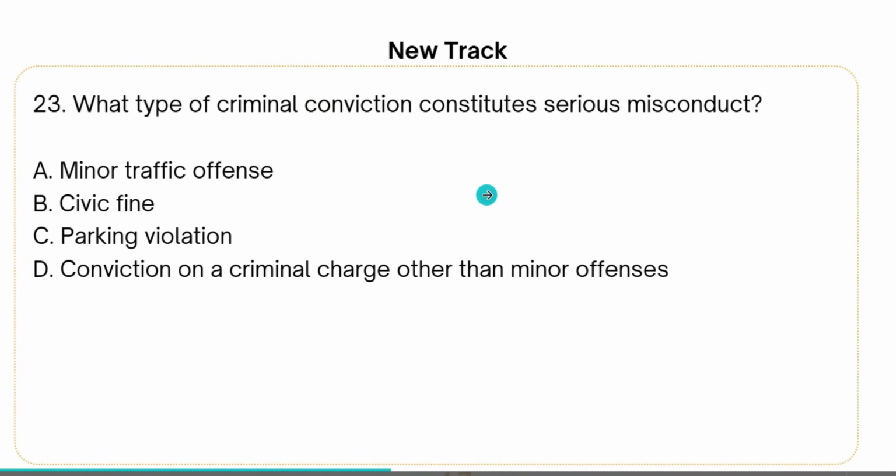Question number 23. What type of criminal conviction constitutes serious misconduct? A. Minor traffic offense. B. Civic fine. C. Parking violation. And D. Conviction on a criminal charge other than minor offenses.